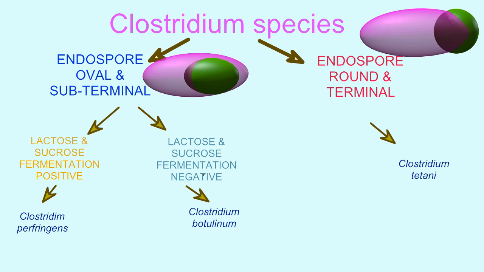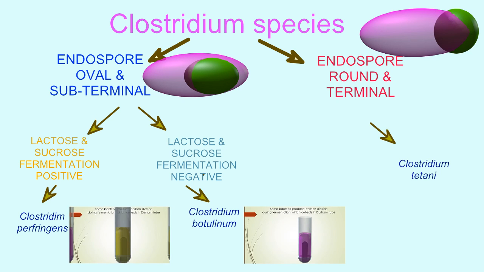If the first flowchart identified the bacterium as Clostridium, one could follow up with a subsequent test to identify which species of Clostridium. If the endospore was round and at one end, or terminal, then the bacterium would be the species Clostridium tetani. If the endospore was oval and subterminal, one would then follow up with fermentation of sugars.